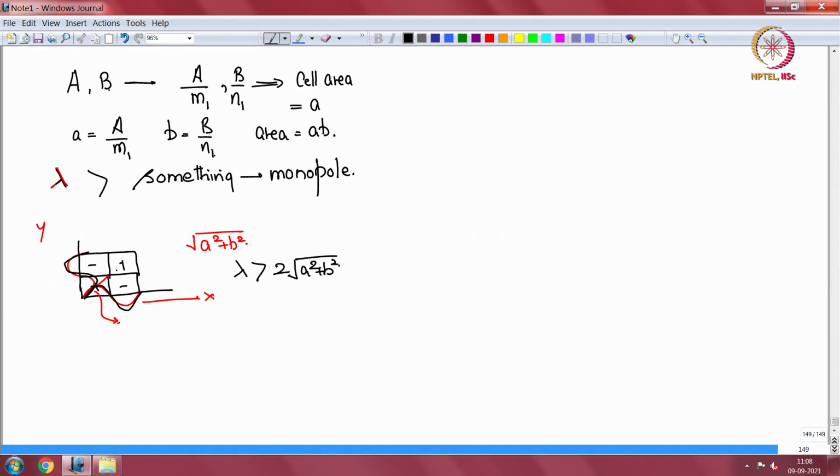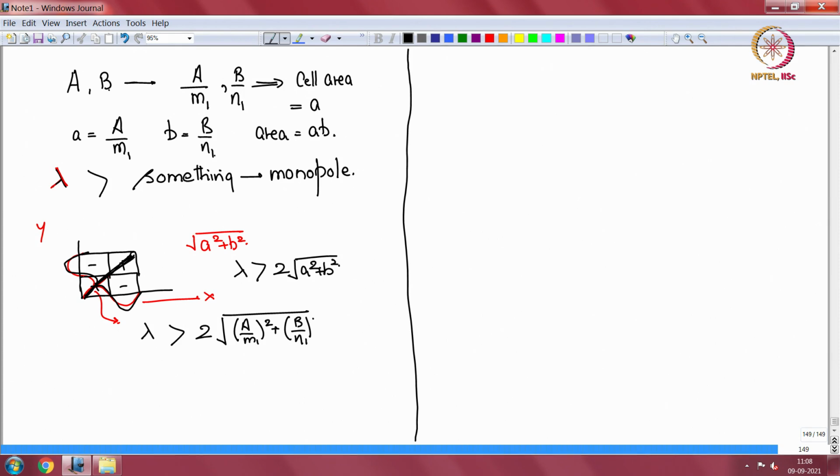Okay, so this is the diagonal, we make it bigger than twice the diagonal. Okay, it's a good enough measure. We are doing an approximation, so it's a good measure to do that. Okay, that means what happens now? What happens is that lambda is greater than twice square root of (a by m1) squared plus (b by n1) squared.